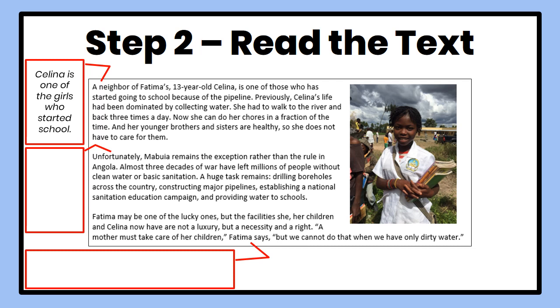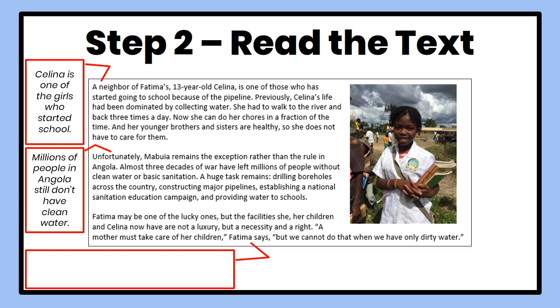Unfortunately, Mabuya remains the exception rather than the rule in Angola. Almost 3 decades of war have left millions of people without clean water or basic sanitation. A huge task remains: drilling boreholes across the country, constructing major pipelines, establishing a national water education campaign, and providing water to schools. What do you think that paragraph was mostly about? I jotted down that this paragraph mentions millions of people in Angola still don't have clean water.